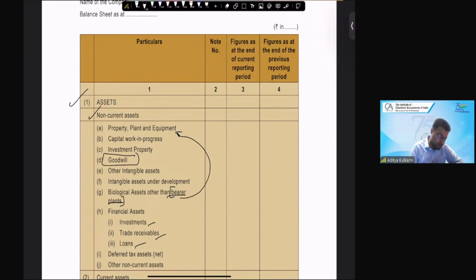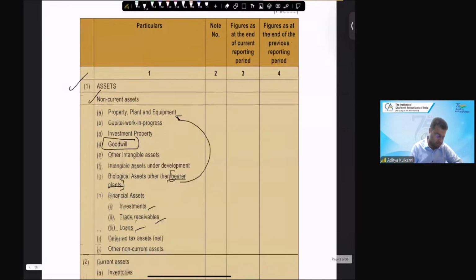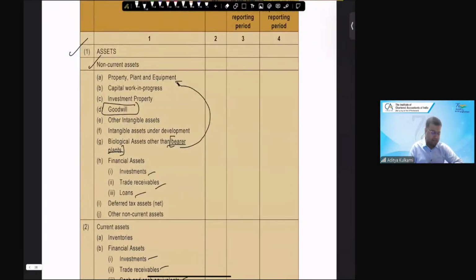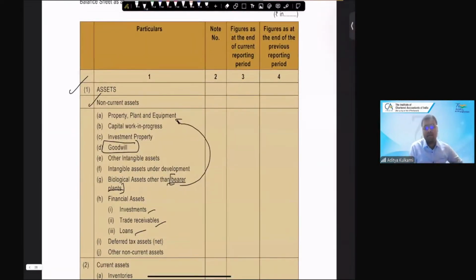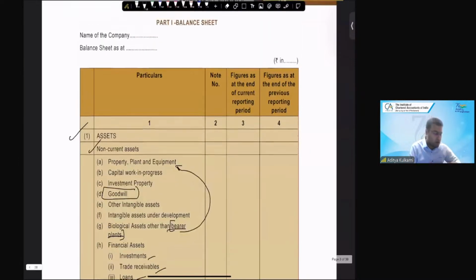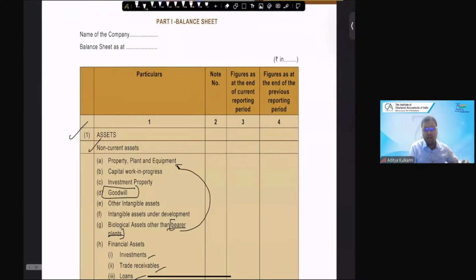Okay. Next, financial assets, investments, trade receivables, and loans. Deferred tax assets, net. Net means net with deferred tax liabilities. Other non-current assets. You will have a similar presentation even for consolidated financial statements. Okay, so this does not quite distinguish. That is why you have your goodwill that is present here.